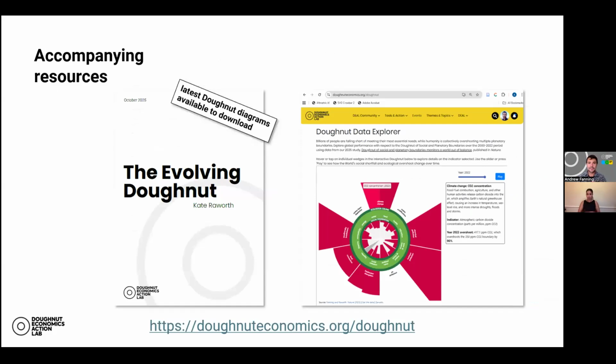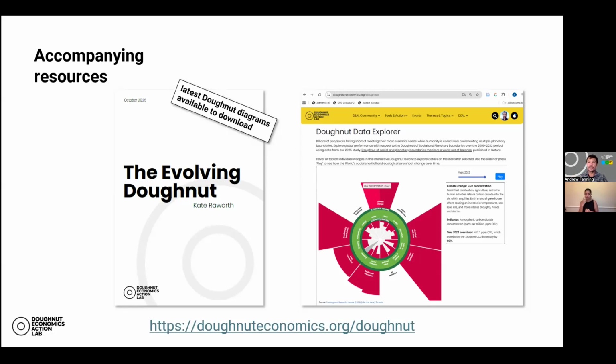However, the accompanying resources are, one, the publication, which you can see in Nature, linked on the webpage at the bottom of this screen. Also, Kate has written The Evolving Doughnut, a report, and the landing page for this report, which I highly recommend reading, sets out the inspiration for where the donut came from, as well as how it has evolved, as she presented just earlier. It also has the latest donut diagrams, which are available to download, and I highly recommend that people pick up and use them. There are full instructions. They're available in the Creative Commons. All the attributions are there.